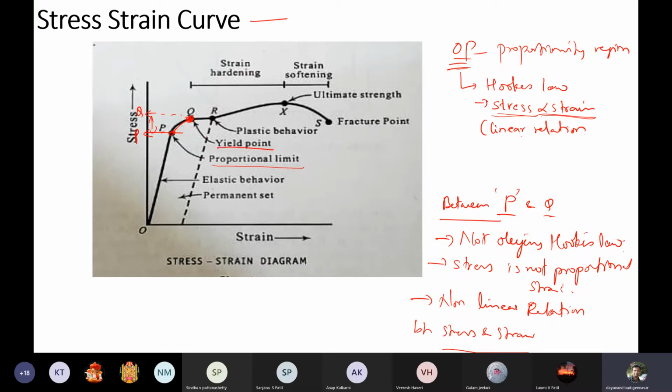Still, we can consider this point as the point that is called the yield point. So if you apply a stress beyond this yield point, above point Q, what happens? The material will slowly lose its elasticity and enter into the plastic region. So this is the region that is called the plastic region. We have done this discussion. Q is called the yield point.